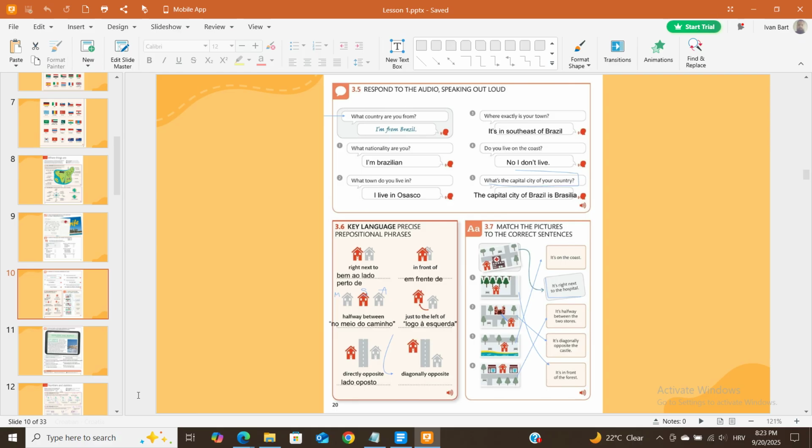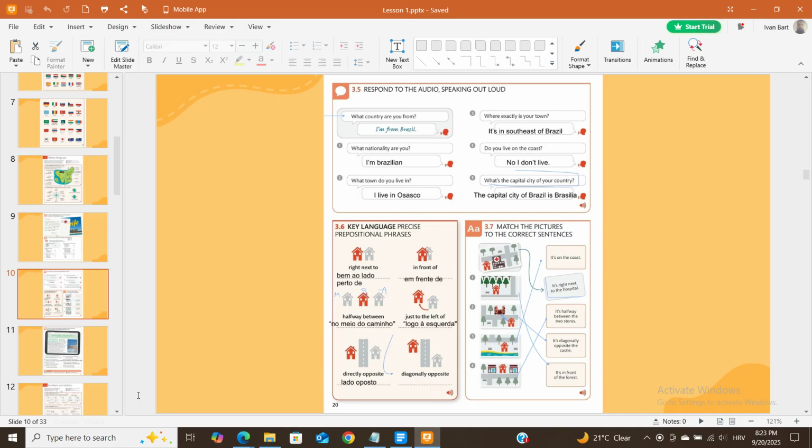3.5 Respond to the audio, speaking out loud. What country are you from? I'm from Brazil. What nationality are you? I'm Brazilian. What town do you live in? I live in Osasco. Where exactly is your town? It's in the southeast of Brazil. Do you live on the coast? No, I don't. What's the capital city of your country? The capital city of Brazil is Brasilia.